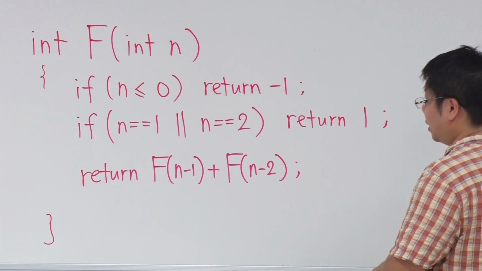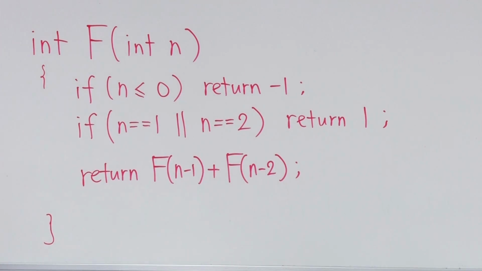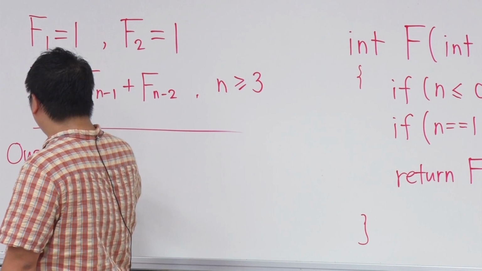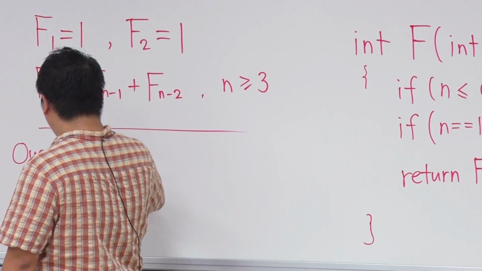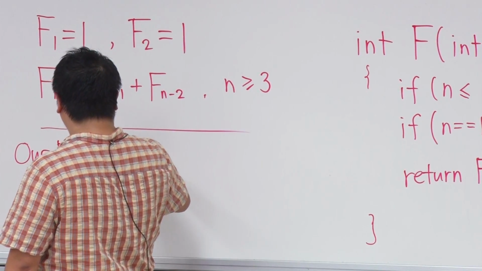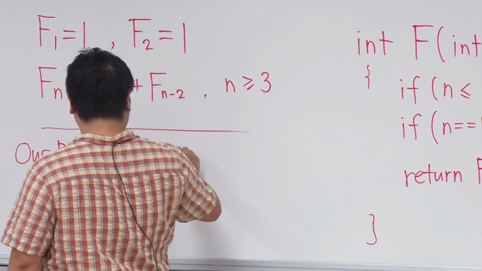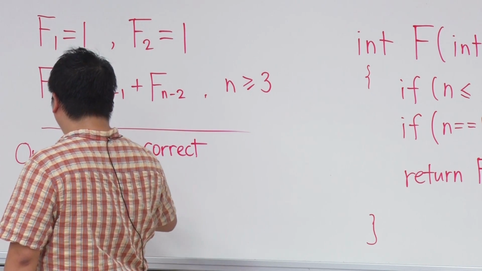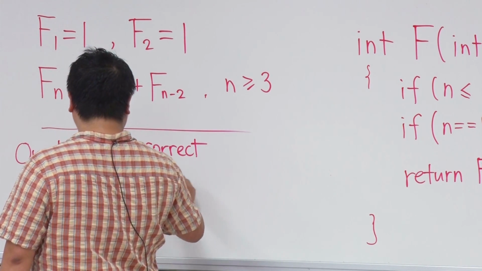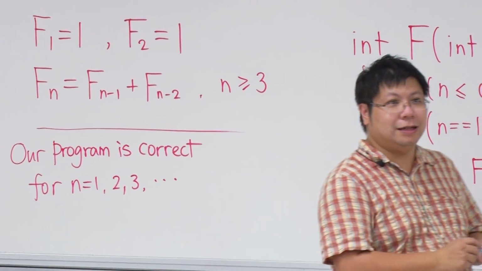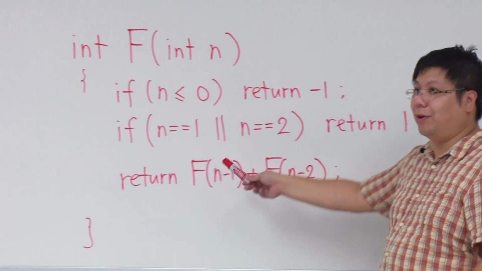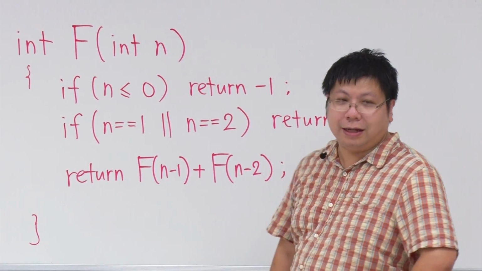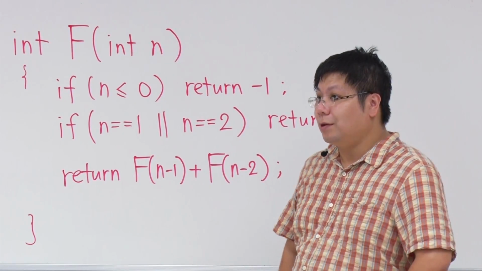So the induction argument is going to be, we are going to show that our program is going to be correct for n equal to 1, 2, 3, up to infinity. Let's forget about whether there is an overflow problem. Let's say we never overflow. So it is going to be correct for n equal to 1, 2, 3, up to infinity. Okay, how do we show this?